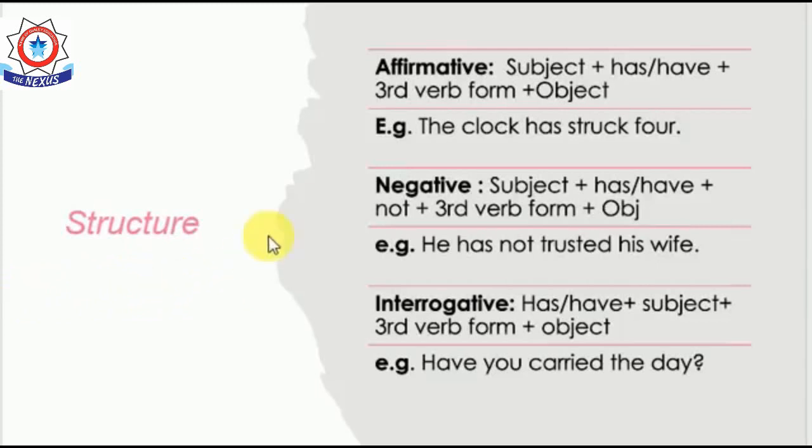And what is that structure? For the affirmative tense, it has a structure of subject, has, have, third form of verb plus object. Okay, let's see the example. The clock has struck 4.